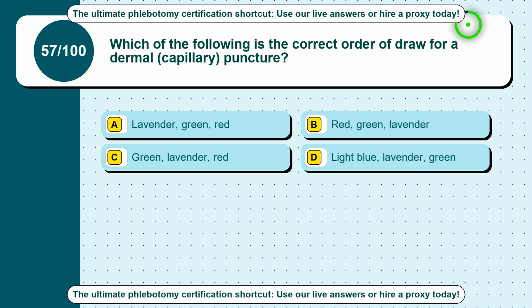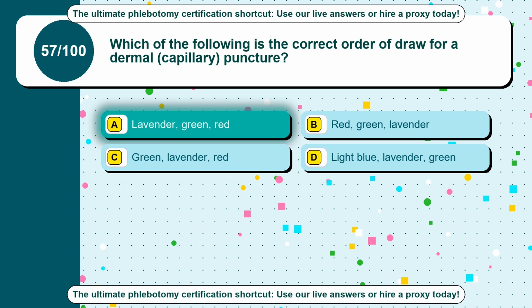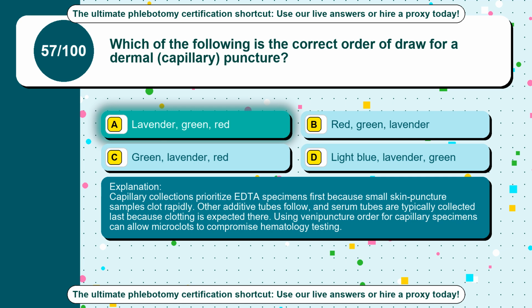Question 57. Which of the following is the correct order of draw for a dermal, capillary, puncture? Option A, lavender, green, red. Option B, red, green, lavender. Option C, green, lavender, red. Option D, light blue, lavender, green. The correct answer is option A, lavender, green, red. Capillary collections prioritize EDTA specimens first because small skin puncture samples clot rapidly. Other additive tubes follow, and serum tubes are typically collected last because clotting is expected there. Using venipuncture order for capillary specimens can allow microclots to compromise hematology testing.